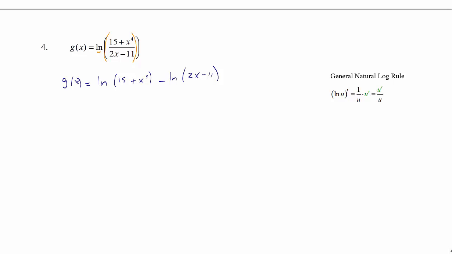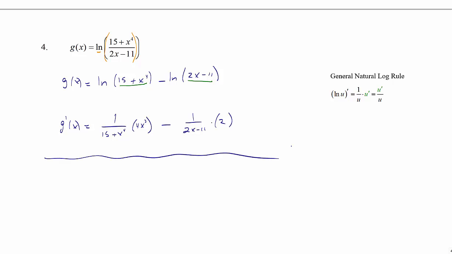Okay, so a reminder of my natural log rule, it's going to be 1 over u times u prime. So in this first one, my u is 15 plus x to the 4th. So g prime of x is equal to 1 over u, so 1 over 15 plus x to the 4th, times, what's the derivative of u? 4x cubed. Same thing for the second part. So I'm going to have 1 over 2x minus 11 times the derivative of my u. So the derivative is going to be 2. And that's what my unsimplified answer could look like.